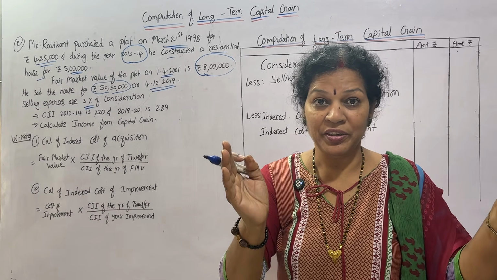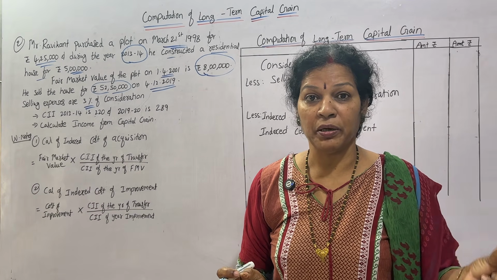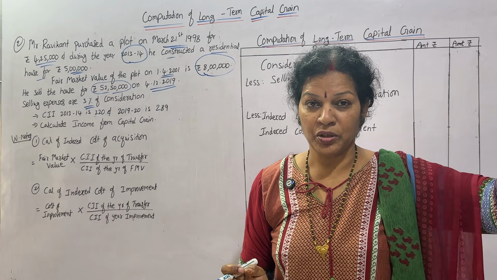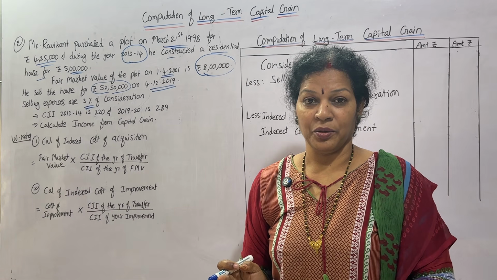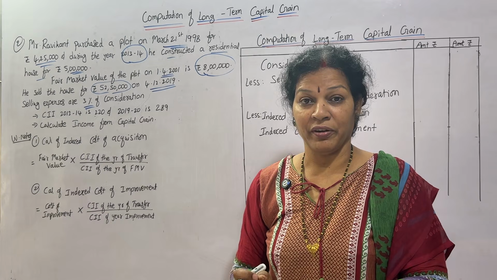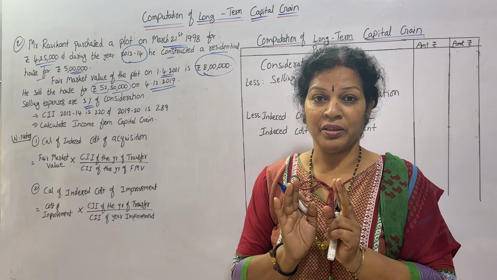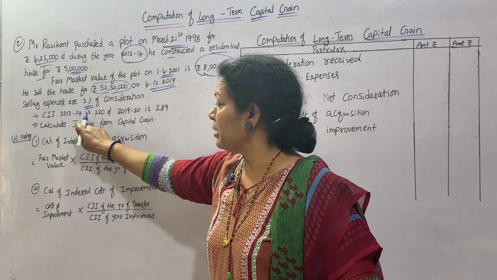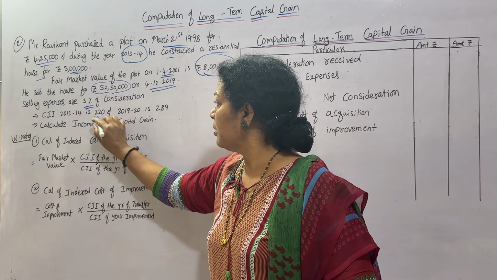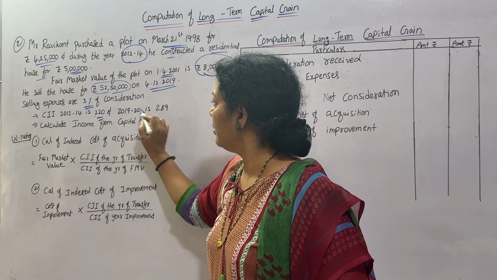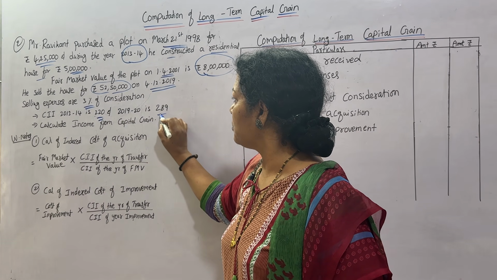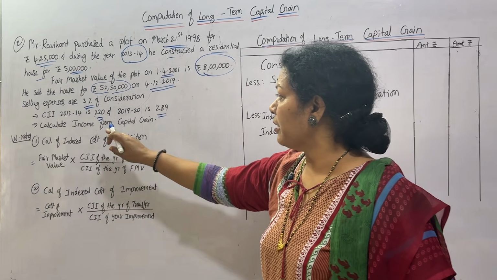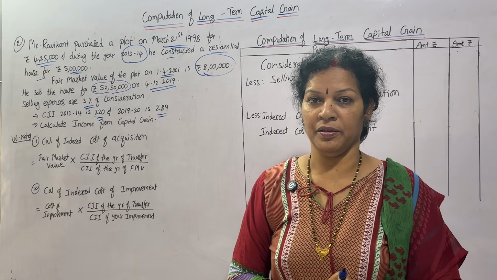I told you we need not memorize the total table of the CII, from 2001 up to 2025-26. We know all the values. In the problem it will be given: CII for 2013-14 is 220, and for 2019-20 it is 289. Calculate income from capital gain.